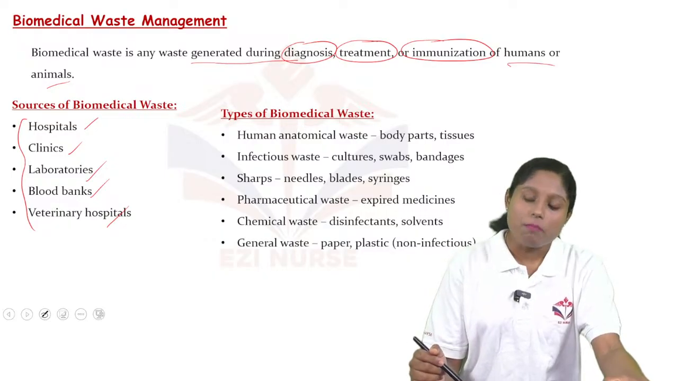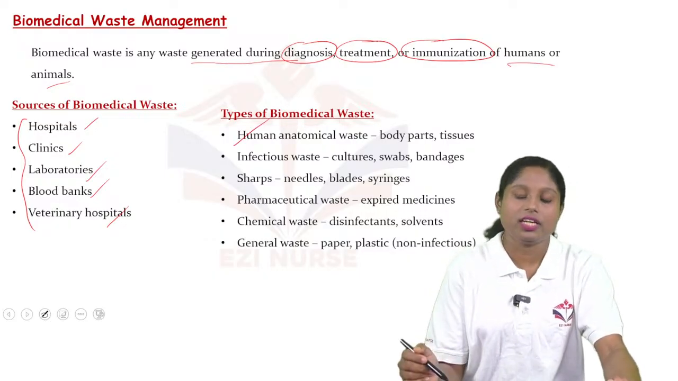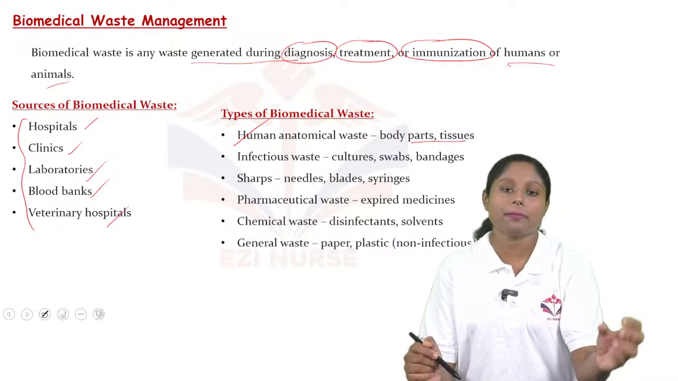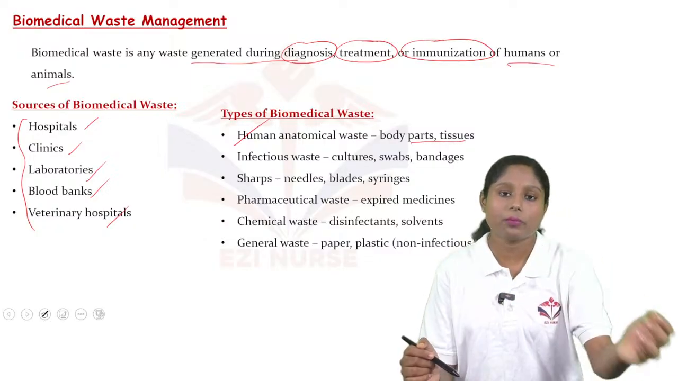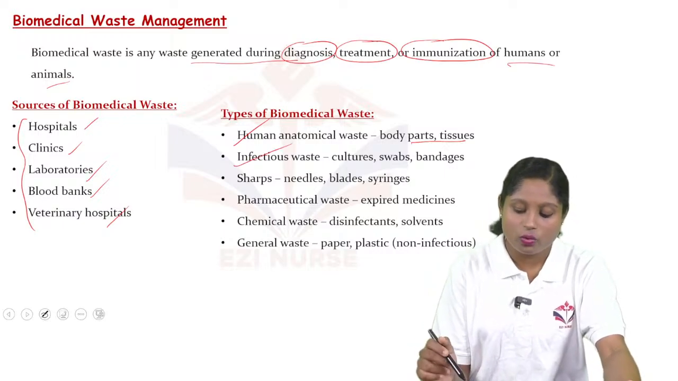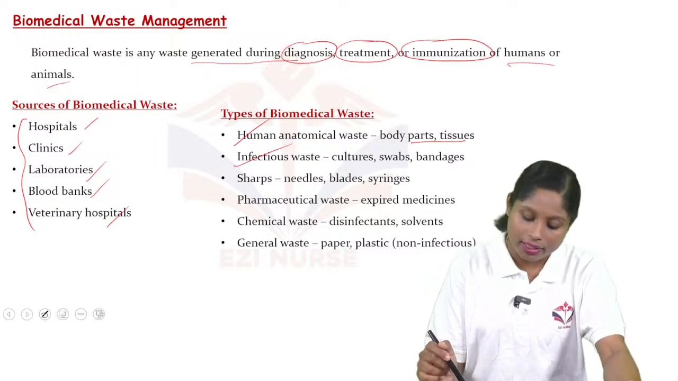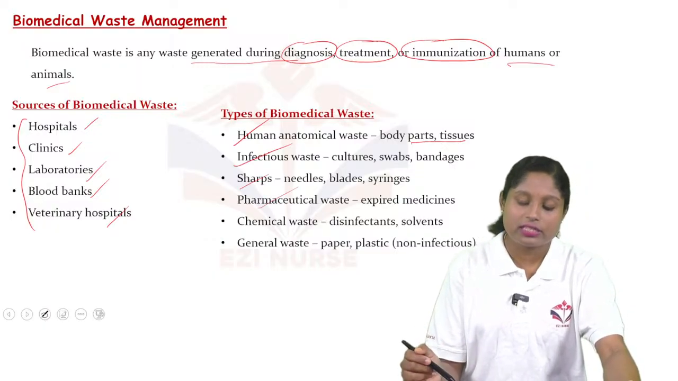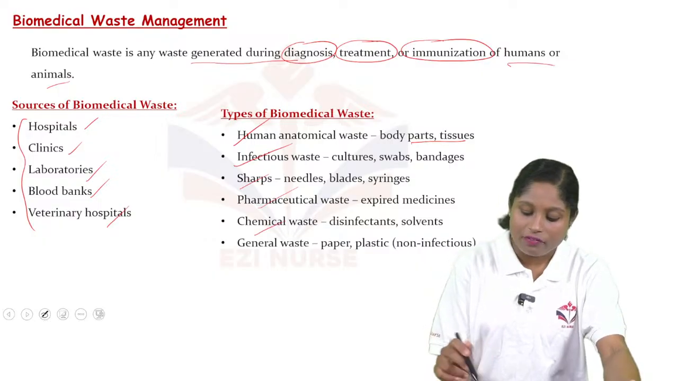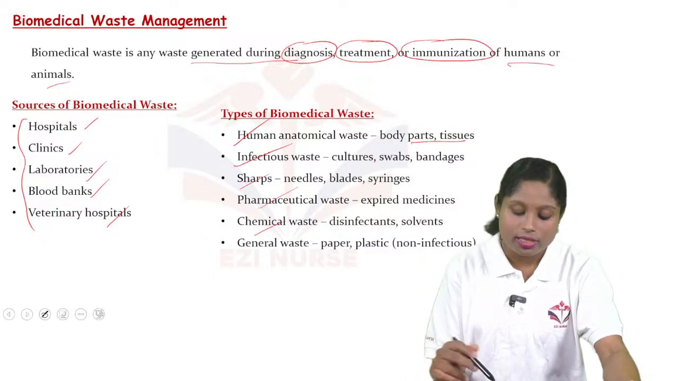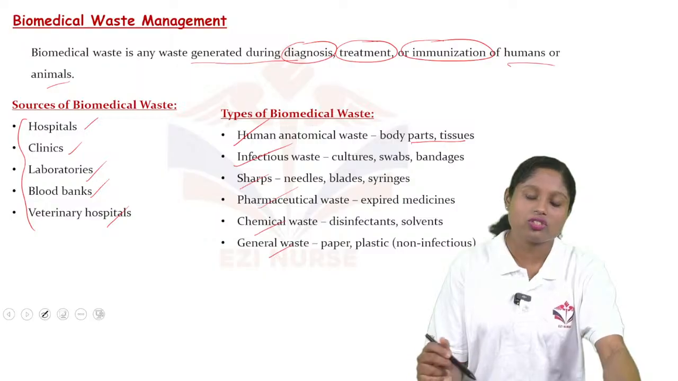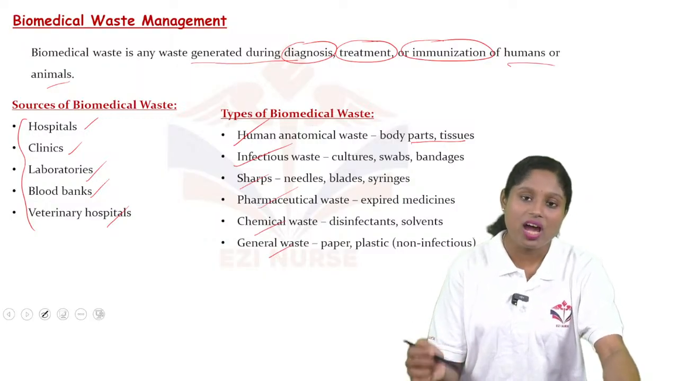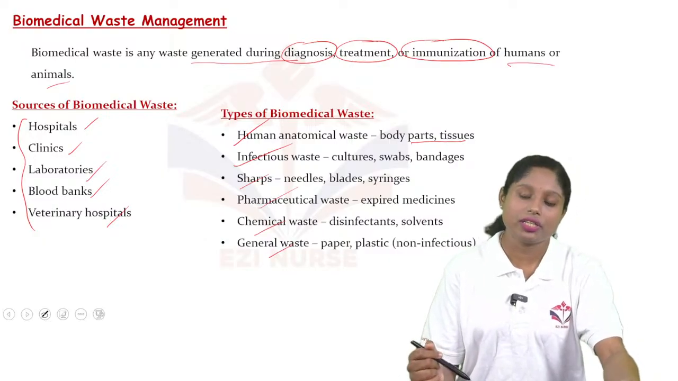What are the types of biomedical waste? Human anatomical waste, like body parts and tissues after surgery. Infectious waste, cultures, swabs or bandages. Sharps, needles, blades and syringes. Pharmaceutical waste, like expired medicines. Chemical waste, disinfectants or solvents. General waste, like paper and plastic, so that is non-infectious waste. These are the types of biomedical waste produced in a hospital, a clinic or a veterinary hospital.